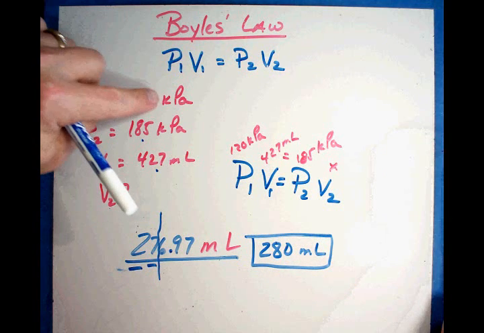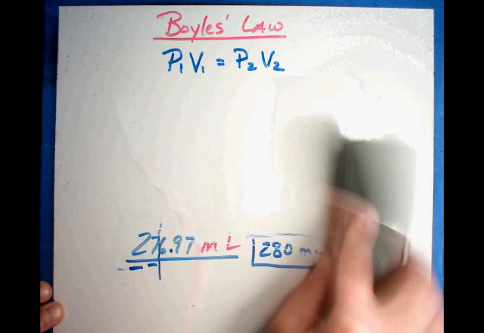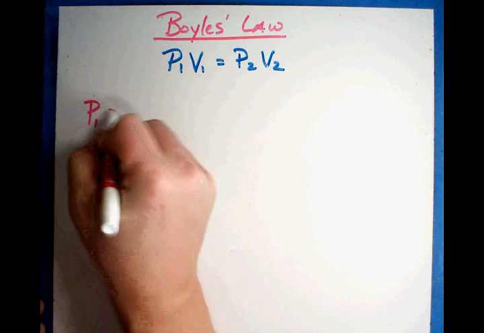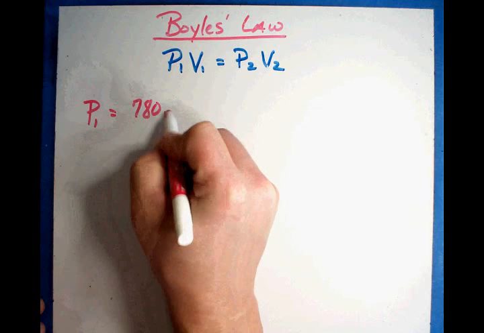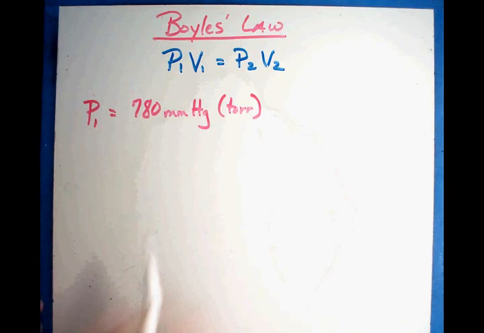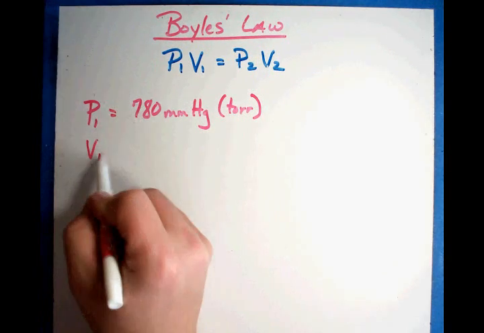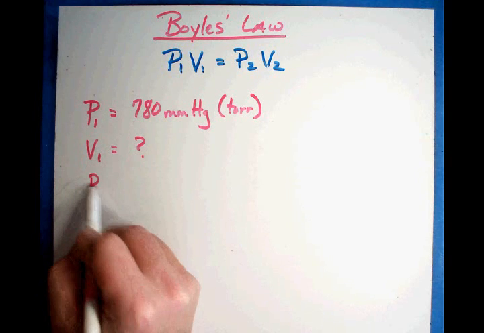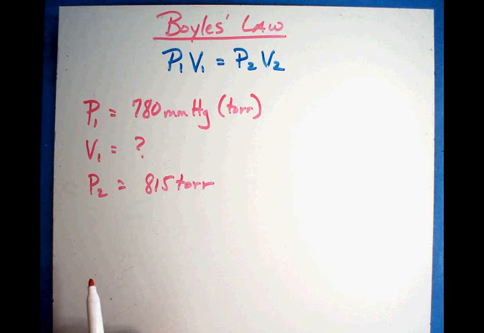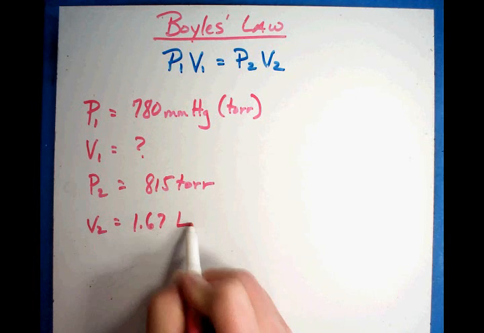Notice that in this problem, I used kilopascals. In the first problem, I used atmospheres. Let's try a problem that uses torr. You have a gas that has a pressure of 780 millimeters mercury. Remember from a couple of days ago, that's the same thing as torr. They can use that word or that word, doesn't matter. They want to know what is volume 1 when the pressure changes to 815 torr and volume 2 is equal to 1.67 liters.